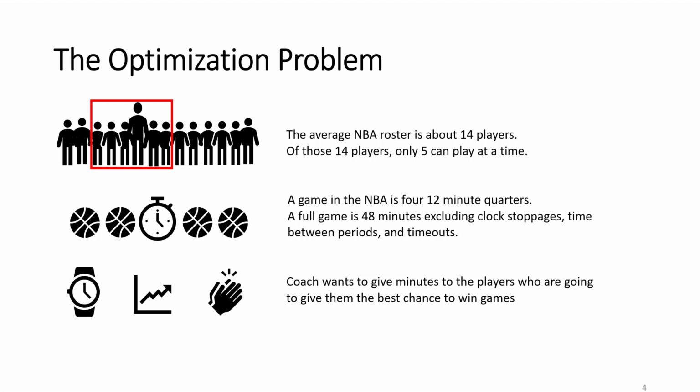Knowing that only five players can play at a time, we need to give minutes to the players that can give our team the best chance of winning, as many minutes per game as possible. So there are 48 minutes in a game, or 240 minutes divided amongst at least five players, with no player able to play longer than a full game, which is 48 minutes.